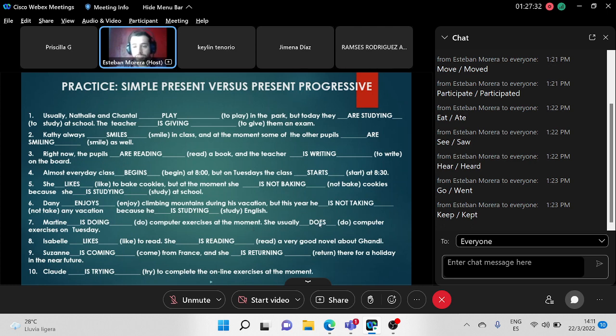She usually does computer exercises on Tuesday. Isabel likes to read, but she's reading a very good novel about candy. Number 9, Susanne is coming from France and she's returning there for a holiday in the near future. And number 10, Cloud is trying to complete the online exercise at the moment.